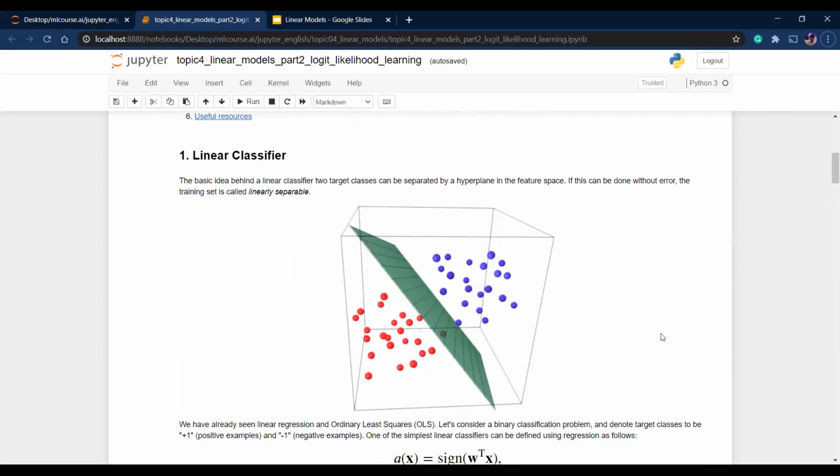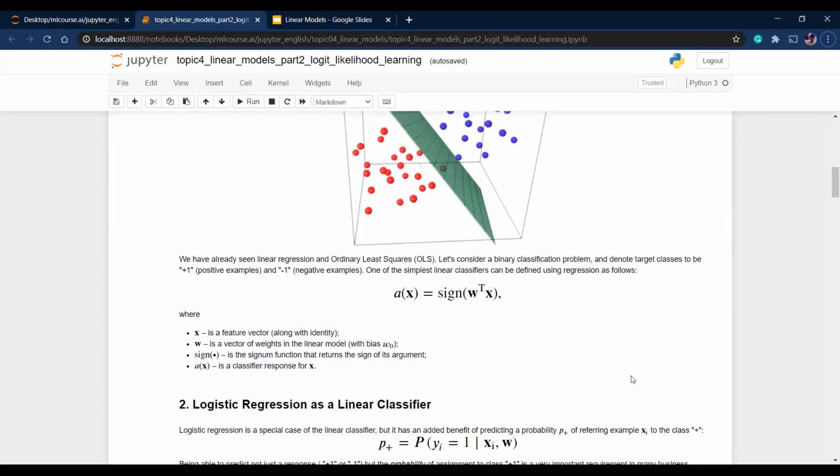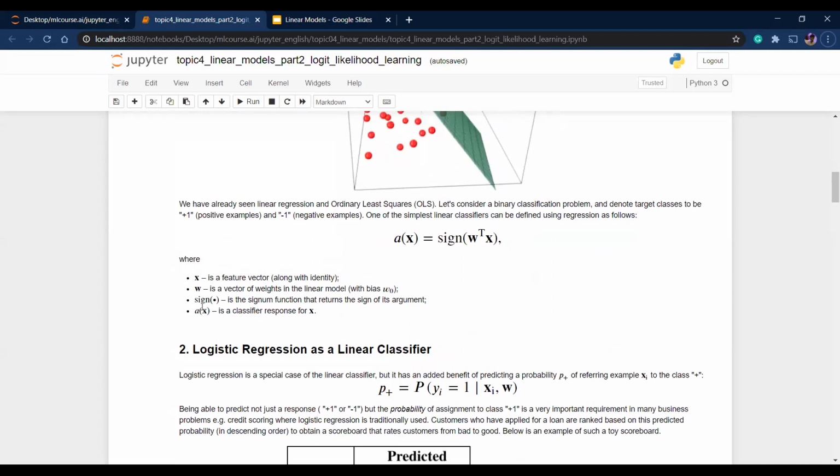So the easiest and the simplest classification model is making the prediction, and if it's negative, assign it to one class. If it's positive, assign it to the other class. And sign is basically representing that, so positive and negative examples. If the product is negative, assign it to one or the other. And as I said, sign is the signum function that returns the sign of the argument. In this case, it's W transpose times X.